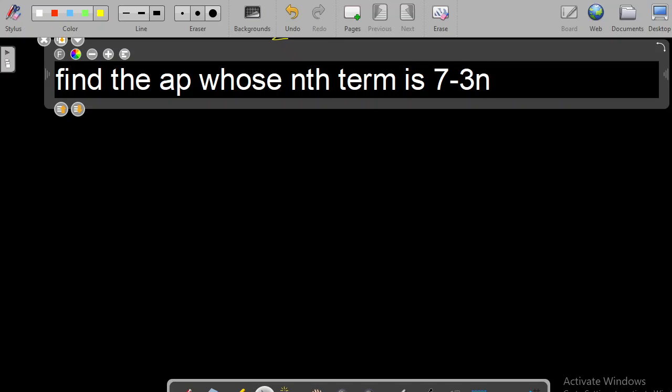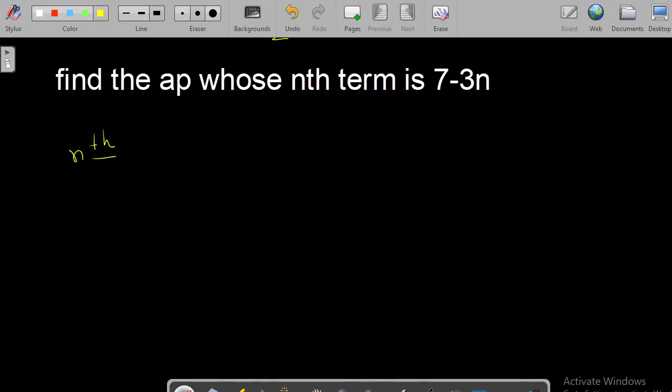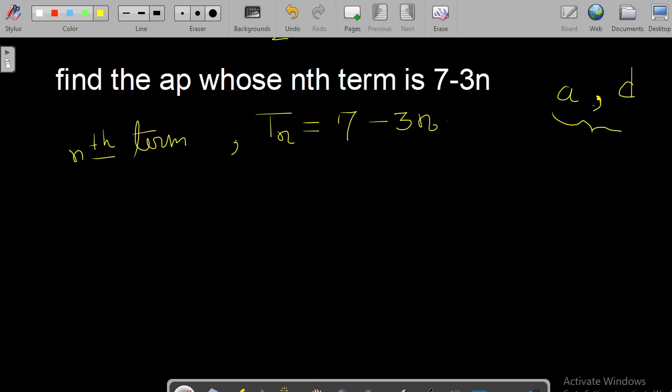Now let us see. Here the nth term, denoted by Tn, is given by 7 minus 3n. In order to find what the AP is, we need to know two things. One is the first term, and the second thing you should know is the common difference D. If we know these two things, we actually know the whole AP.